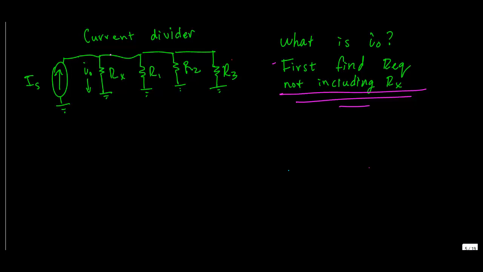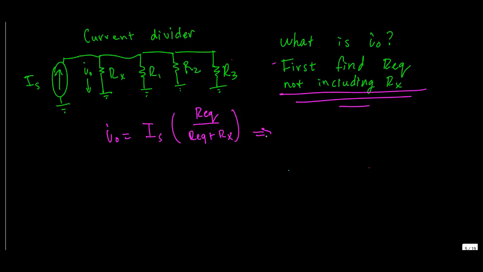So we obviously have to find I.O., so I.O. equals something. And just like in a voltage divider, you use the voltage source to multiply by some sort of R equivalency or some sort of ratio. So we're going to do the same thing. IS, which is the source, we're going to multiply by R equivalent divided by R equivalent plus Rx. And this is the general equation for that.